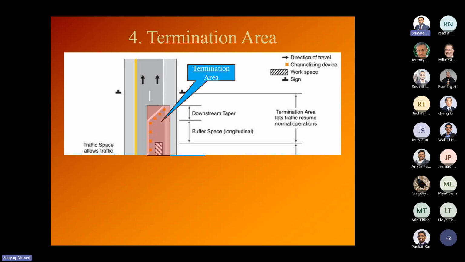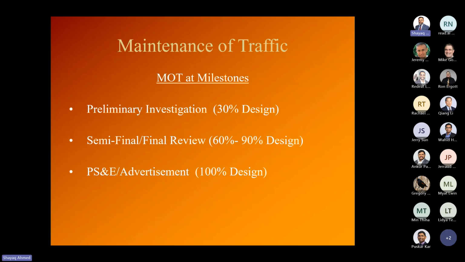Basically, the end roadwork sign should be placed at the end of the termination area. Usually it's 500 feet that's placed after the work area. The end roadwork sign, I think that's W20, the G20-2A, is placed at the end of the work area. So, maintenance of traffic.